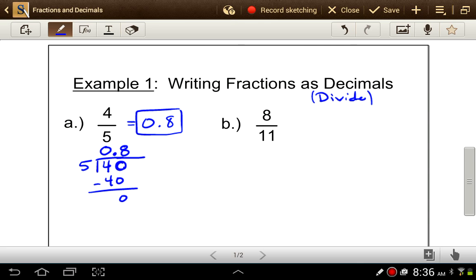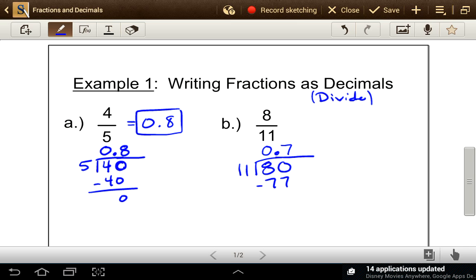And that's it. For example B, 8 divided by 11. Again, the 8 is going to go on the inside. 11 is going to go on the outside. 11 does not go into 8, so I'm going to put a 0 above that. Put my decimal point up to the top, and put a 0 underneath to make it 80. 11 goes into 80 7 times. That's 77. I subtract. I get a 3.